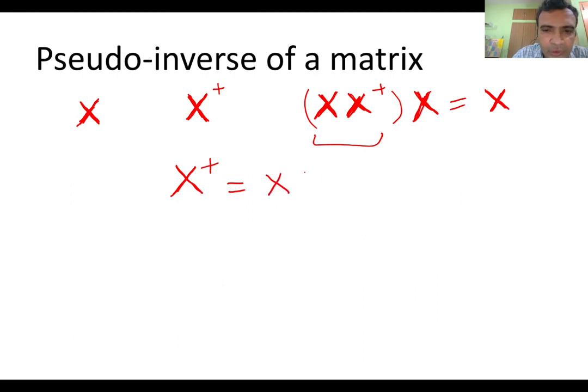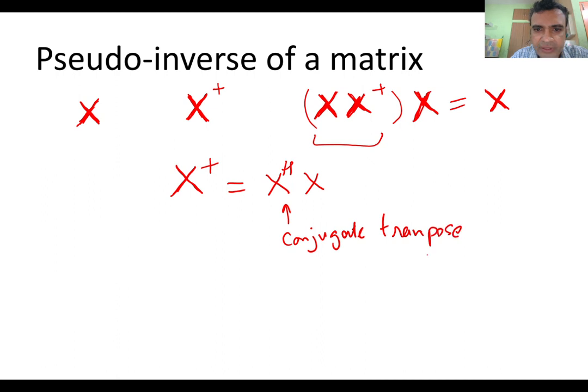This pseudo-inverse is equal to X, I'm not making it bold, but it is bold, and X superscript H. This is the conjugate transpose. What that means is you are taking the transpose, and if there are any complex values, you will take the negative of the imaginary part.